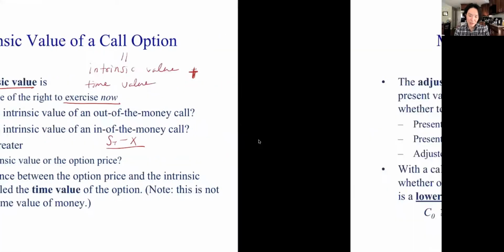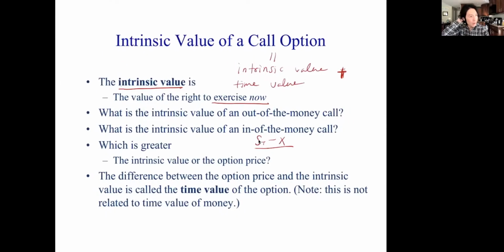Time value measures the opportunity cost of the option, right? So suppose you have an option which is out of the money. Say a call option with a strike price of 70, but the current stock price is, let's say, $50. What is the intrinsic value? It is an out-of-the-money call, so the intrinsic value should be 0. But what will be the market value of the option? Is that going to be 0? No, it is not going to be 0. It's going to be a little bit higher than the intrinsic value, which is 0.